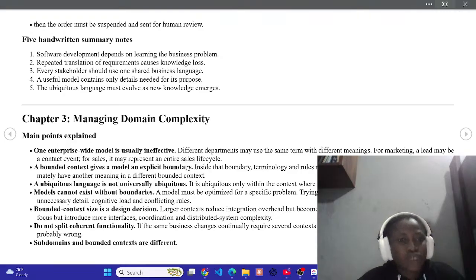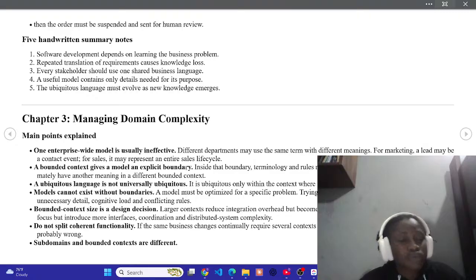So repeated translation of requirements causes knowledge loss. Every stakeholder should use one shared business knowledge. So stakeholders are individuals that are combined together in a project in order to drive the project or to design a solution for a project.